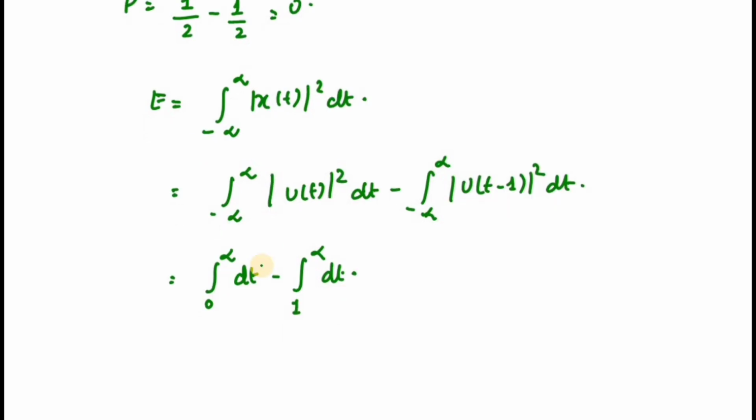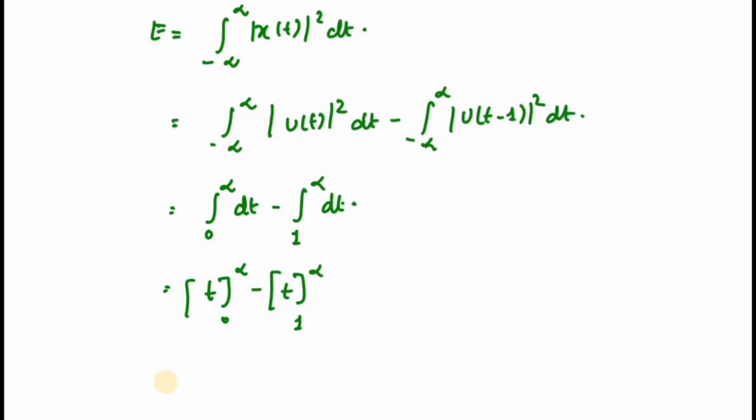So this must be equal to t from 0 to infinity minus t from 1 to infinity. If I substitute, I'll get alpha minus of infinity minus 1. So we'll get the answer as equal to 1. So this is my energy signal. The unit for energy is joule, so I can write it as 1 joule.